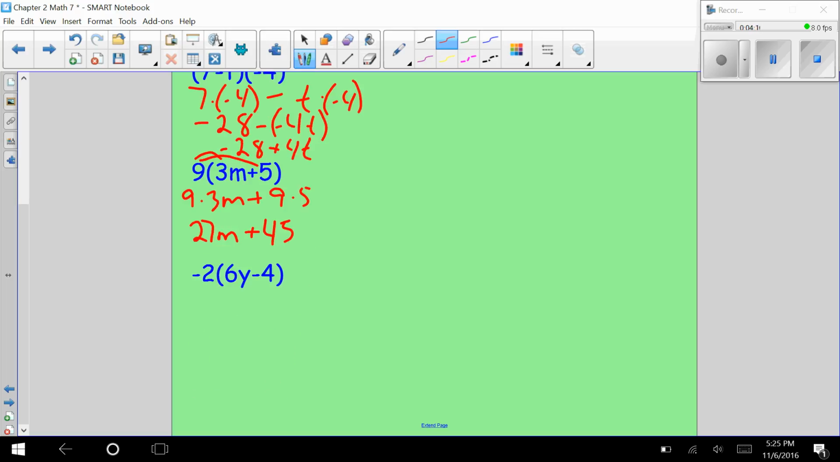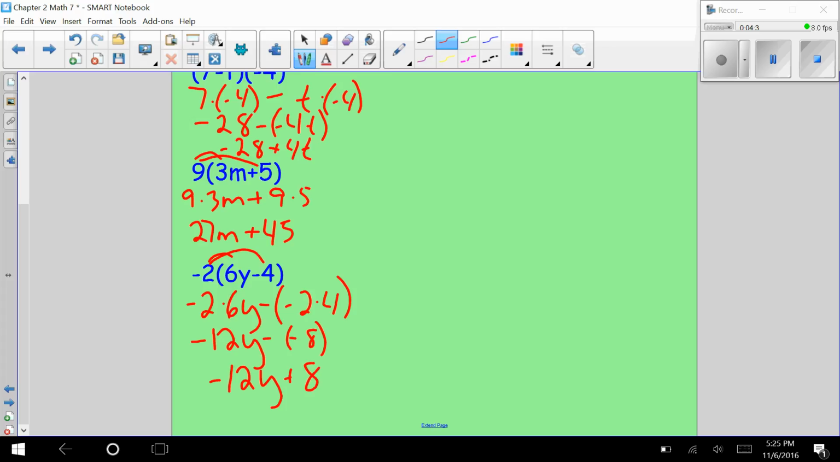And for the last one, we take our negative 2 times our 6y, our negative 2 times our 4, put a minus in the middle, some parentheses to clean it up there. Negative 2 times 6y is negative 12y, minus negative 2 times 4 is negative 8. Last step, change that minus and negative into a plus 8.